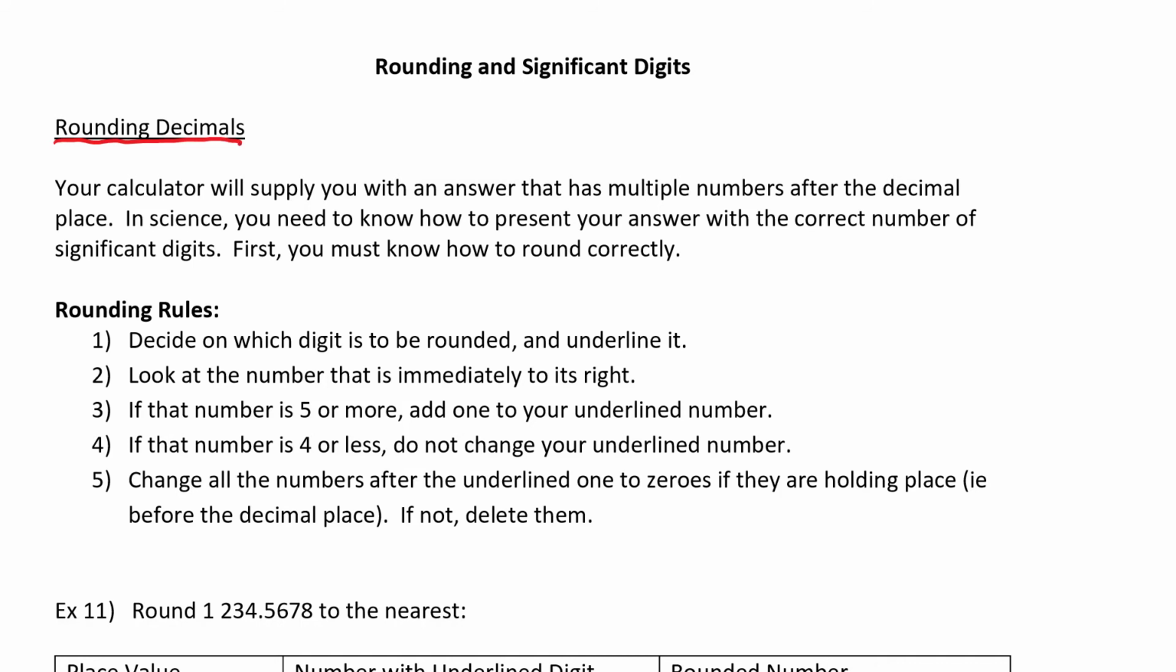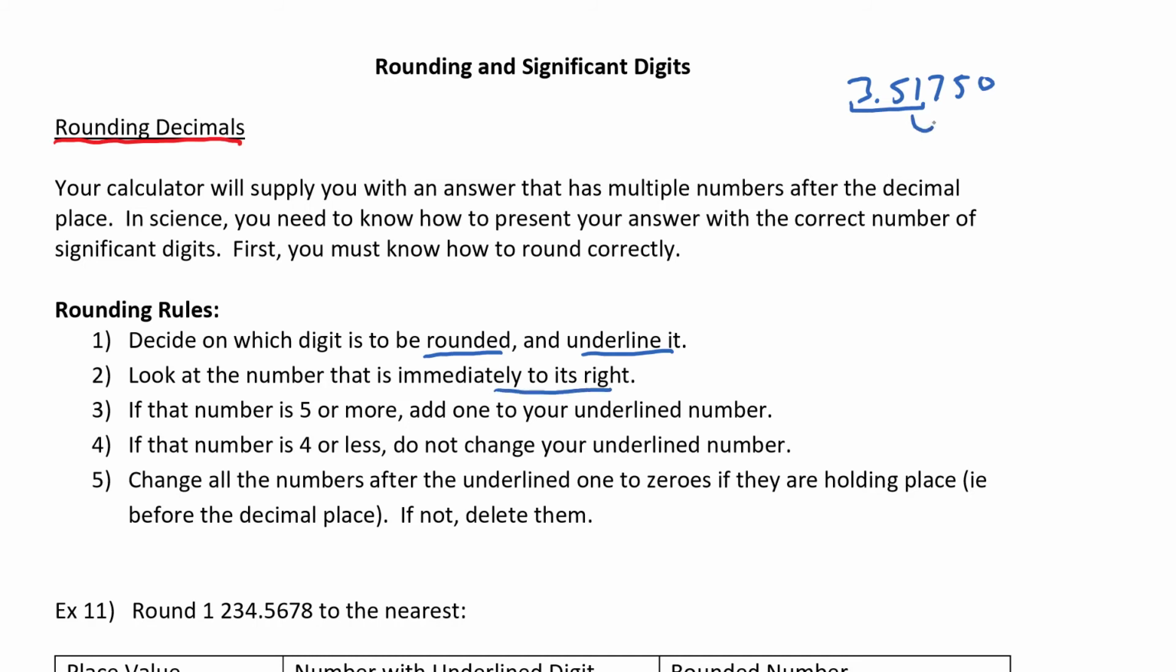As an example, let's take the number 3.51750. Let's say we want to round off to 3 significant digits. Step number 1, decide which digit needs to be rounded and underline it. I've been choosing to underline all of them now. I find maybe that's more helpful. It kind of groups everything together. Determine the number that is immediately to the right of the number.